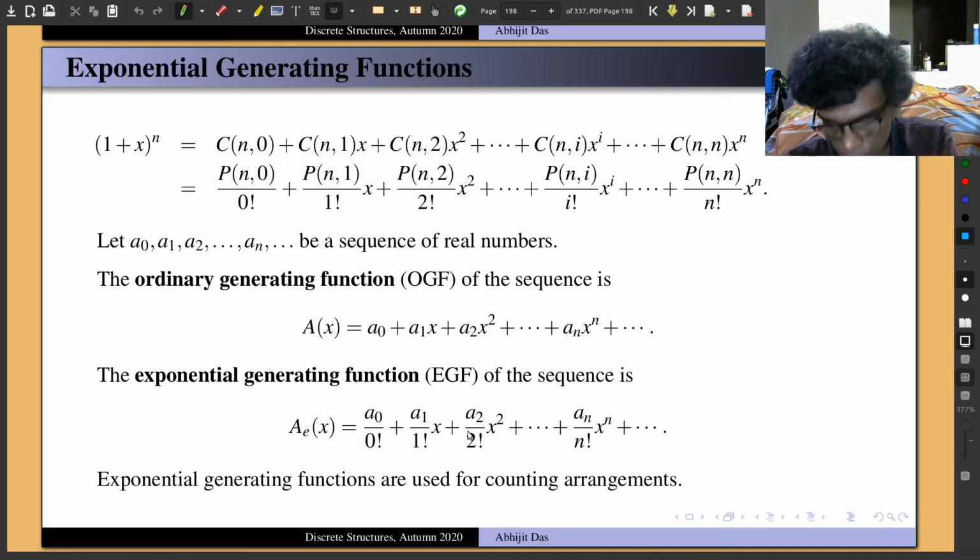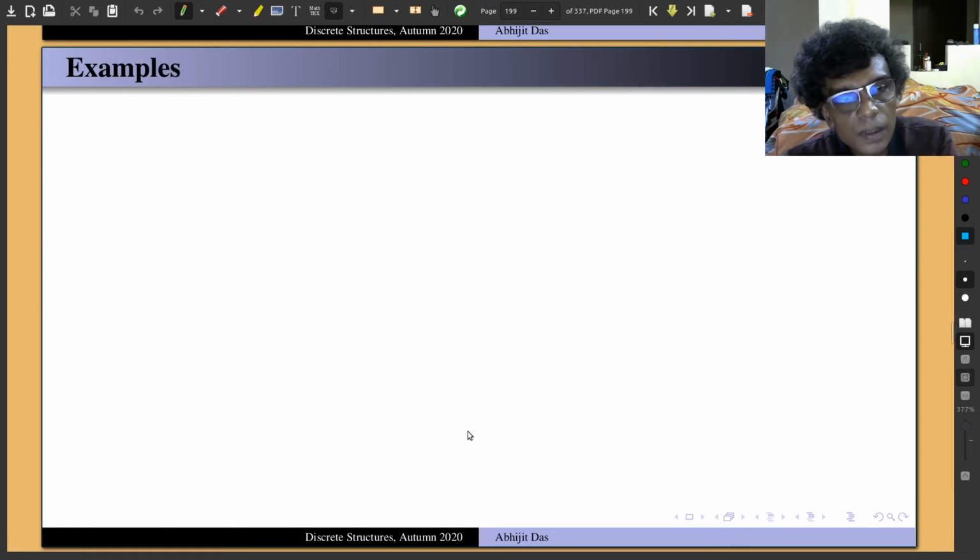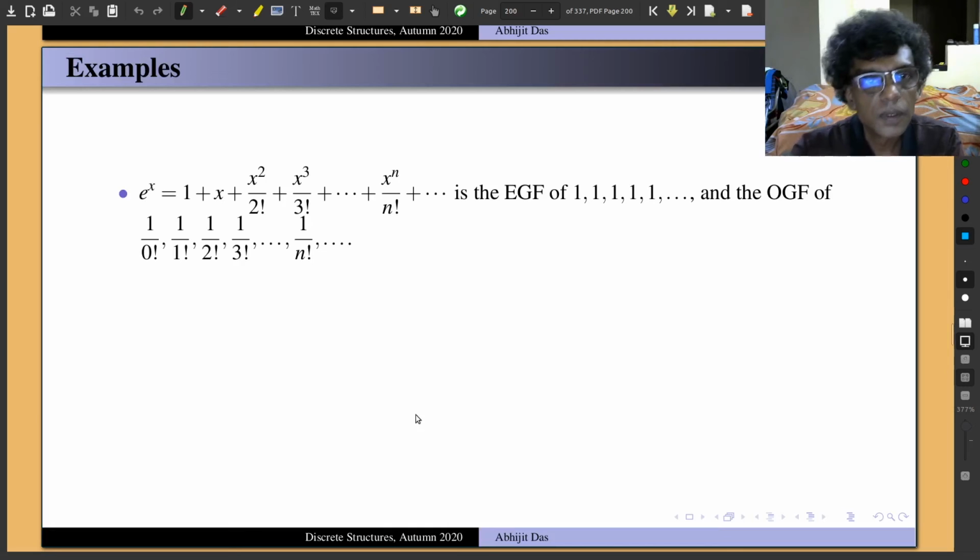Anyway, let us look at a few examples and applications of these exponential generating functions before I stop today. Some simple examples. We know that e to the power x is 1 plus x plus x square by 2 factorial and so on. So this is the exponential generating function of 1, 1, 1, 1, 1, the constant sequence 1.